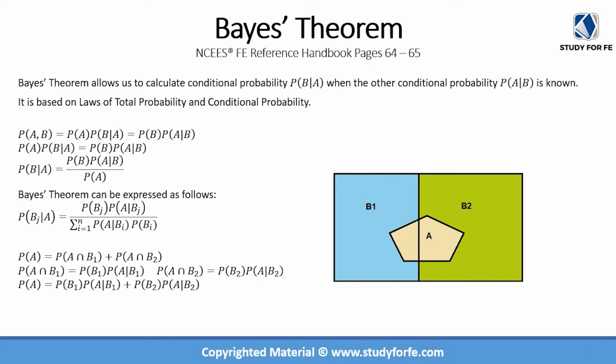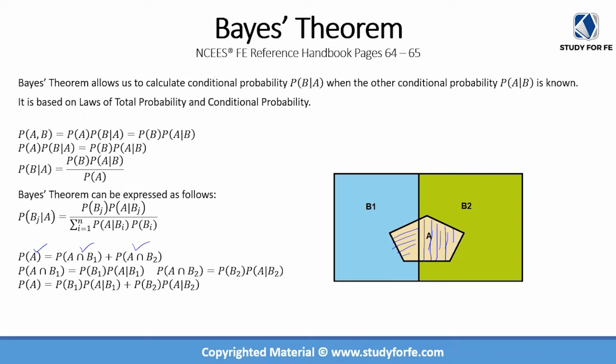Now, the law of total probability tells us that if you have any set A, then A will be equal to the sum of the intersection of A with B1 and A with B2. You can see that the intersection of A with B1 results in this portion, and A with B2 results in this portion. So the probability of A is equal to the sum of the probability of A intersection B1 and A intersection B2.